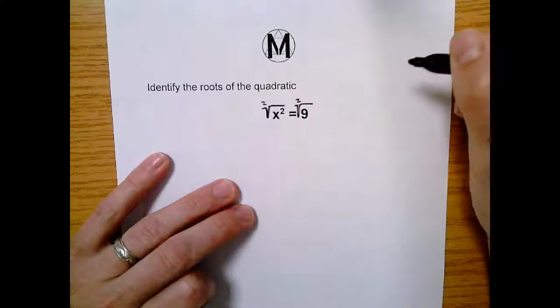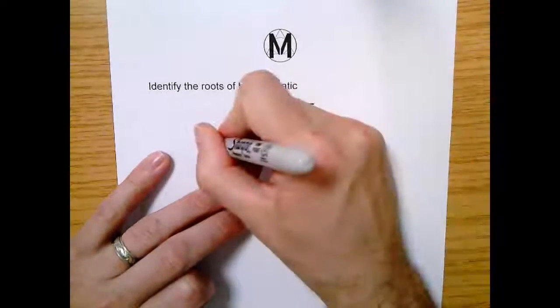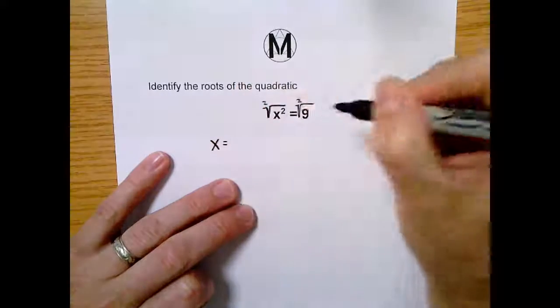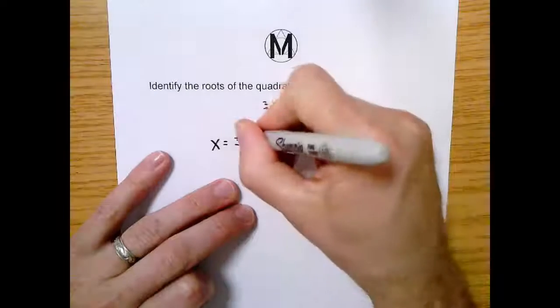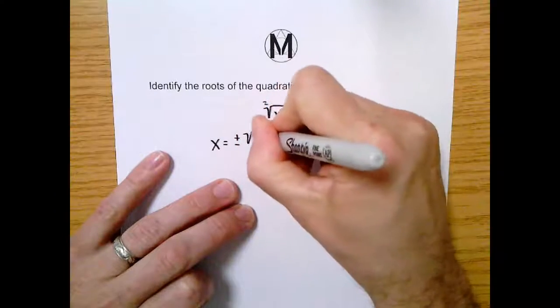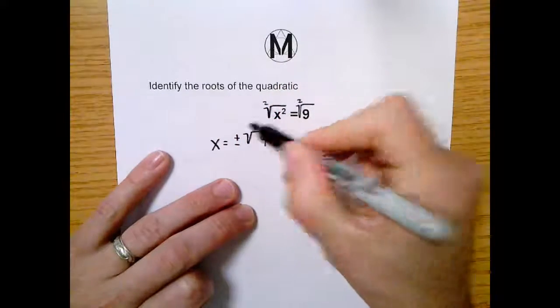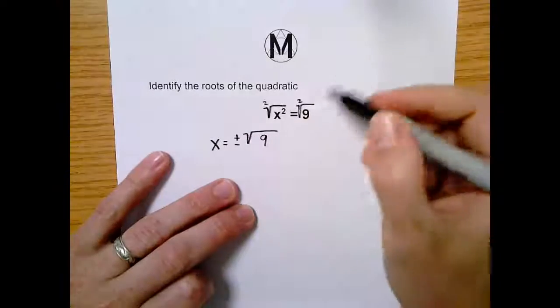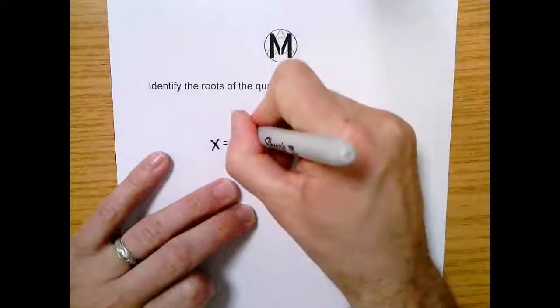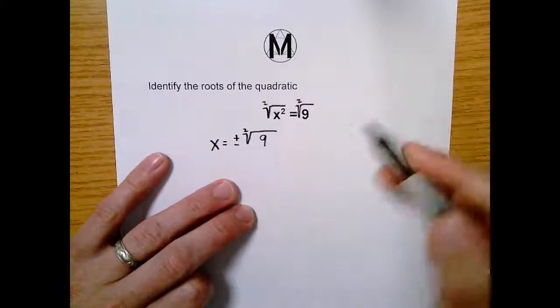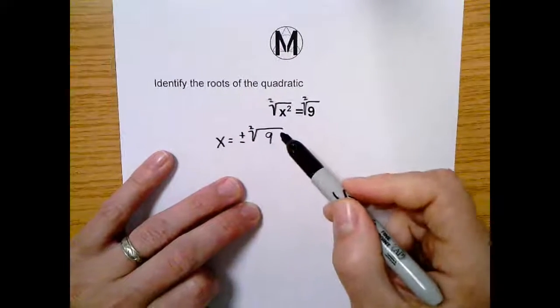Okay, so now we're cooking. So now what we have is x is, and we're going to write plus minus, and I'll get into why we do that in a second, plus minus the square root of 9. You notice I didn't bring down the 2. When we're using the radical sign, if there's nothing here, it's just assumed it's a 2. So if that makes you feel better, that's there.